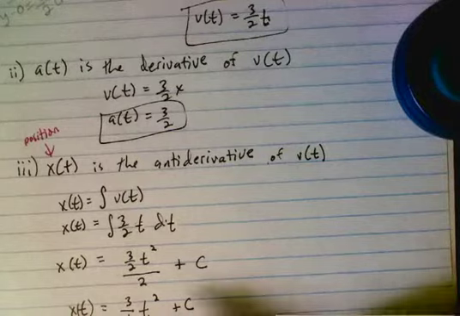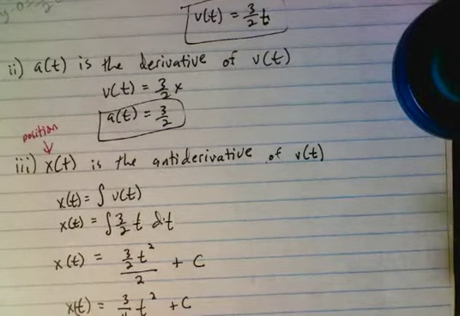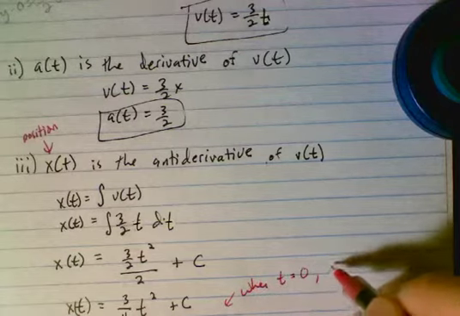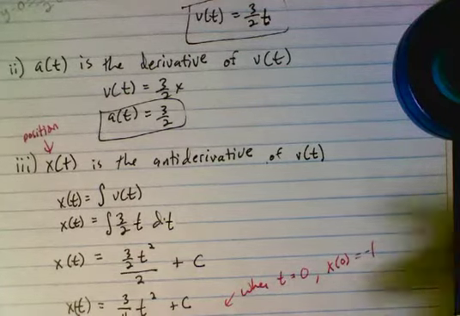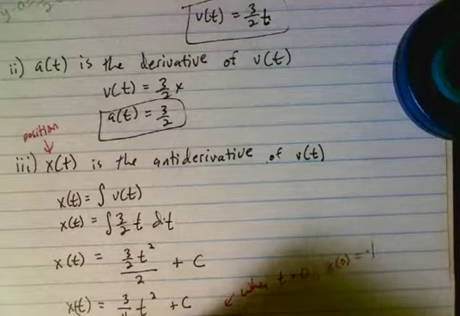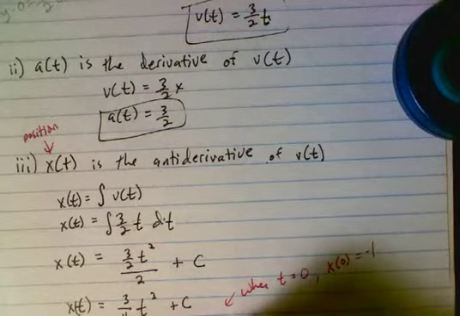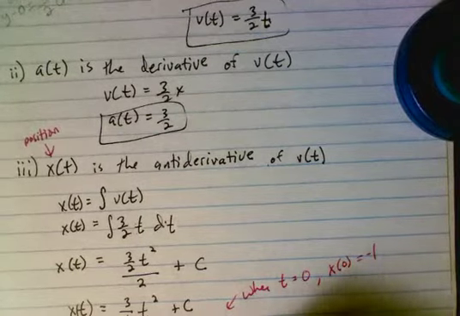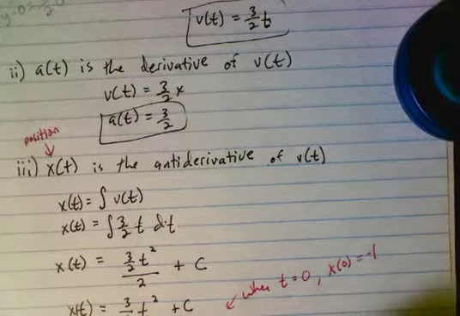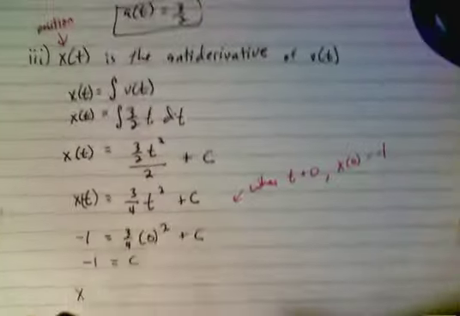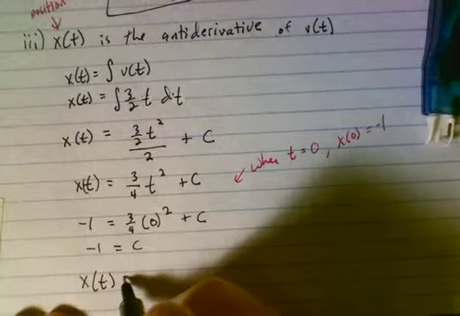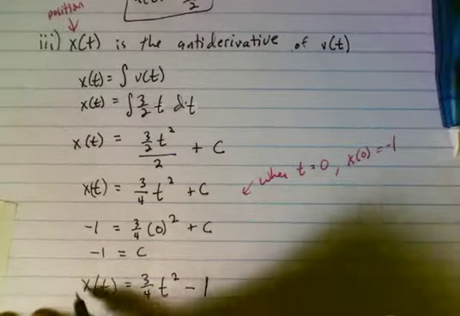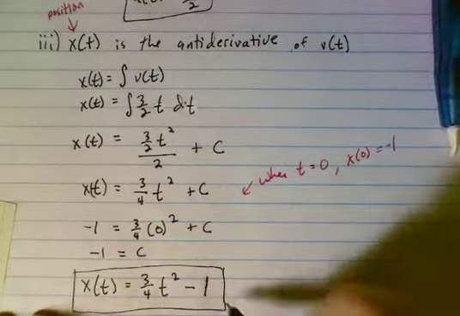But the thing is, we don't want to just leave this plus c here. So we substitute in: when t equals 0, x of 0 is -1. So that means that -1 equals 3/4 times 0 squared plus c. c equals -1. So our final equation is right like that.